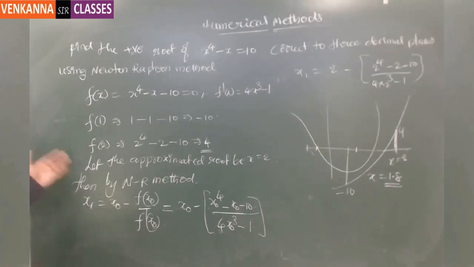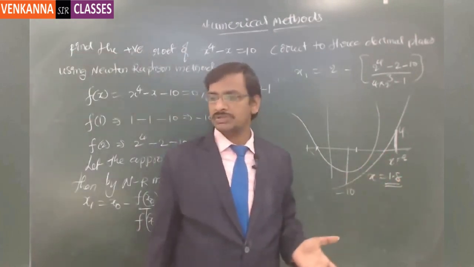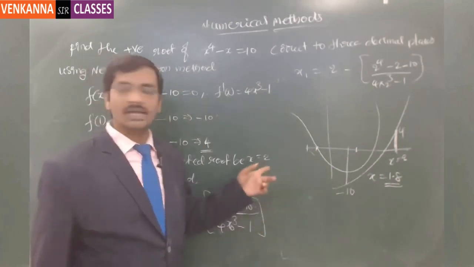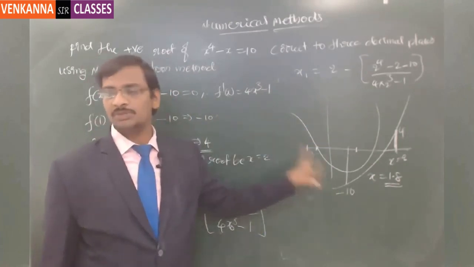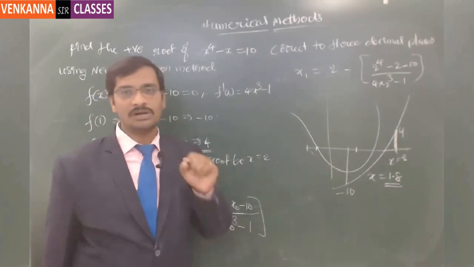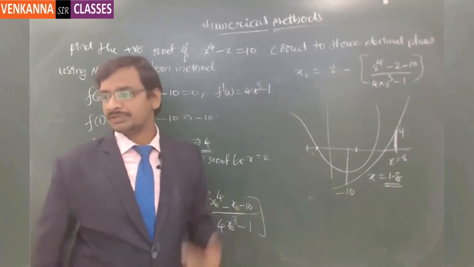Got it? So this way you can approximate. In this process I have selected x equal to 2 as an approximated solution, and still I will be able to land at the exact solution. Even if I take 3, there is still a possibility that I can get the solution at the same location. Even if I take 5 or 10, I can get to this location, but it will take more iterations. That's all.